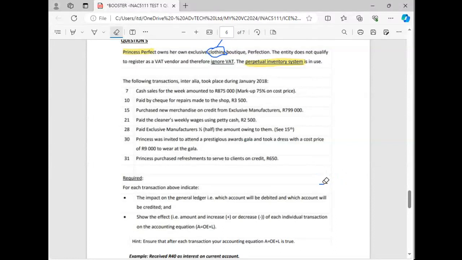I'm going to write it down now. Bank, I agree. The other one is?